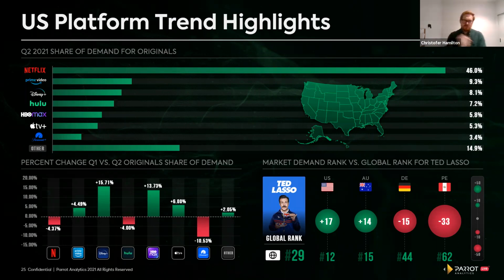And at the bottom right, this is just one show, but it's a good example of some of my favorite insights coming out of this report, pinpointing specific shows and looking at where they succeed compared to how they do globally, where they're not so successful, and trying to pick apart why that is. So here we have an example, Ted Lasso, ranked number 29 globally in Q2, but does much better in the US, ranked 12th, similar in Australia, ranked number 15, does not catch audience's attention as much in Germany and especially Peru. So I'll have a few more insights like that, looking at particular shows and why they succeed.